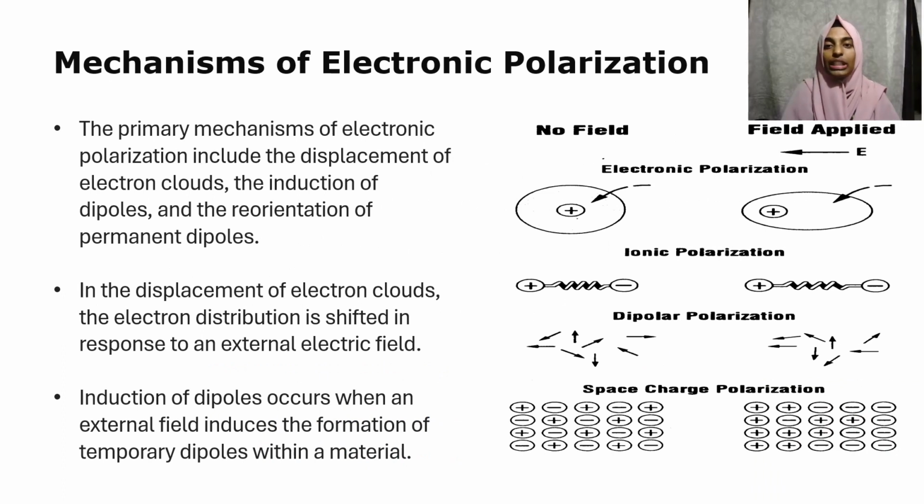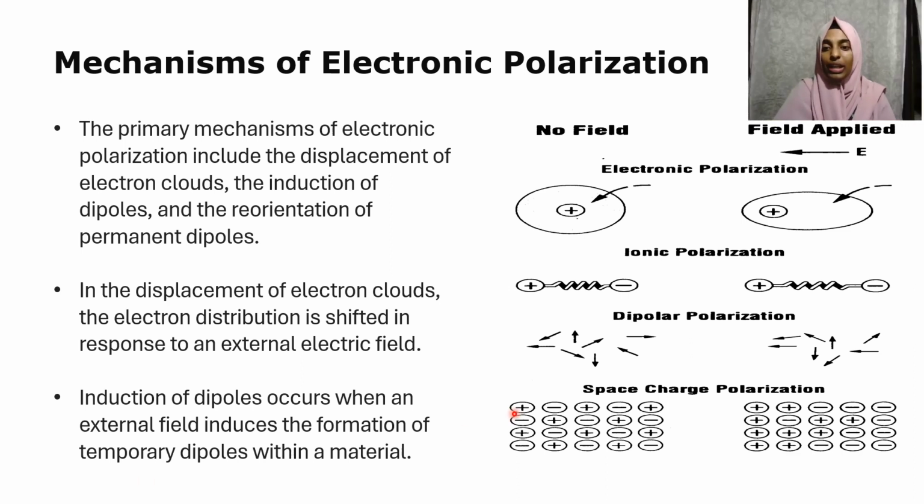Mechanism of electronic polarization. So how does electronic polarization occur? We can clearly observe it in this slide. The primary mechanism of electronic polarization includes the displacement of electron clouds, the induction of dipoles, and the reorientation of permanent dipoles. In the displacement of electron clouds, the electron distribution is shifted in response to an external electric field. Induction of dipoles occurs when an external field induces the formation of temporary dipoles within a material.